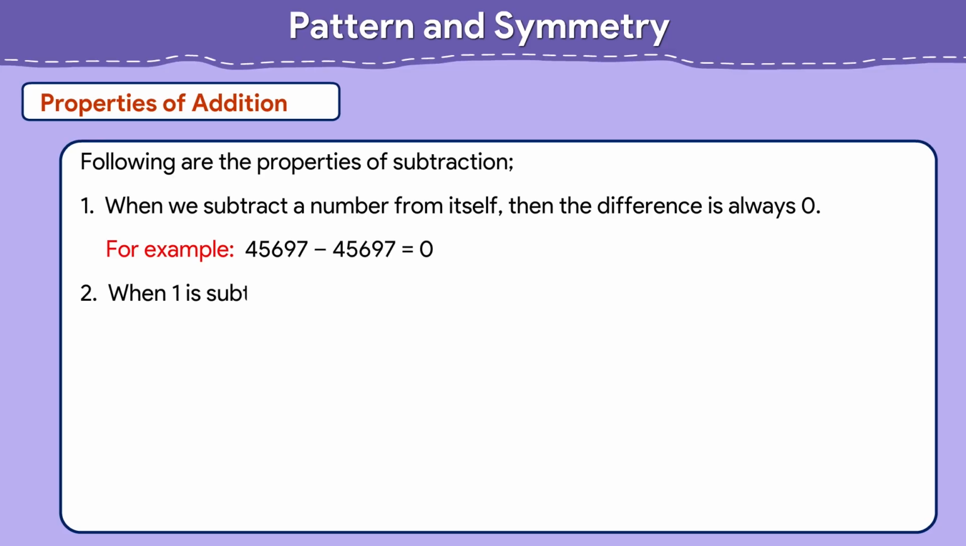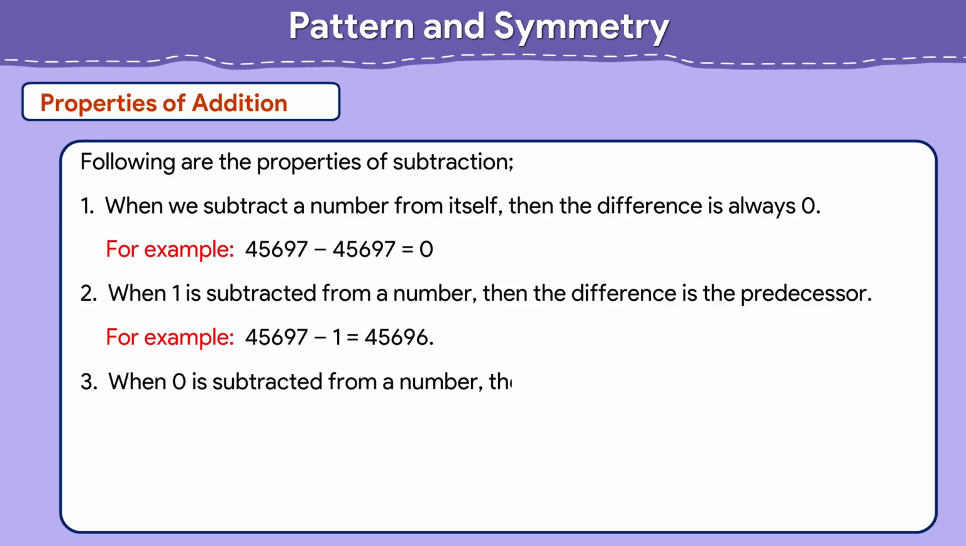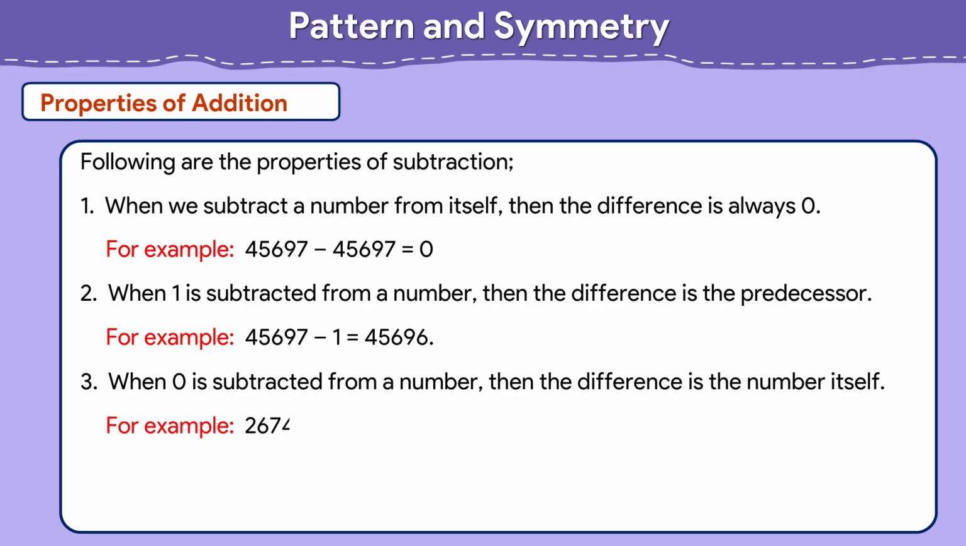2. When 1 is subtracted from a number, then the difference is the predecessor. For example, 45,697 minus 1 is equal to 45696. 3. When 0 is subtracted from a number, then the difference is the number itself. For example, 2,67,493 minus 0 is equal to 2,67,493.